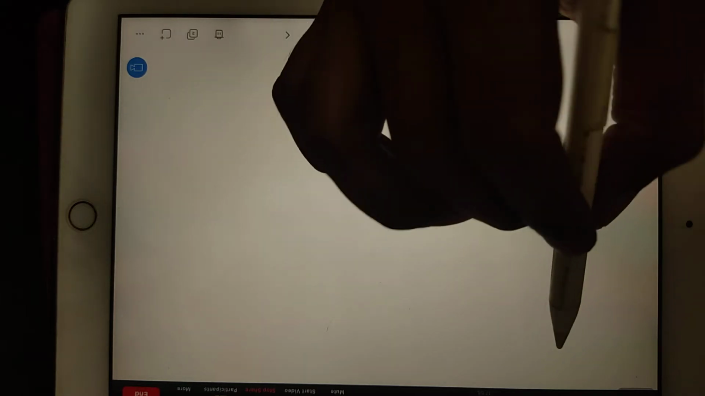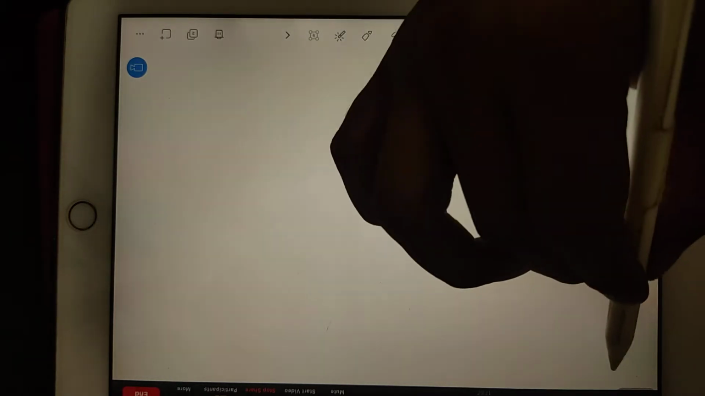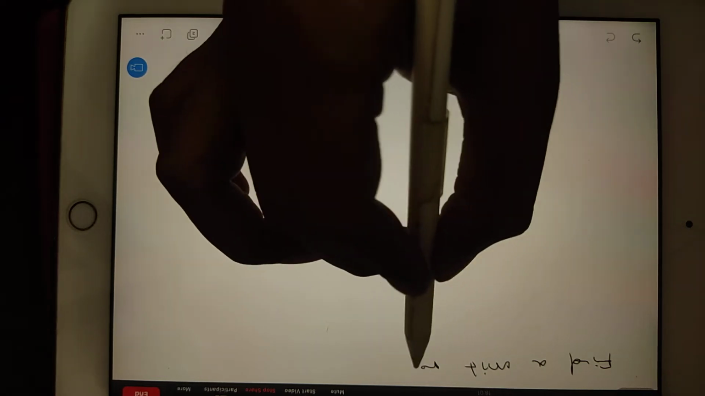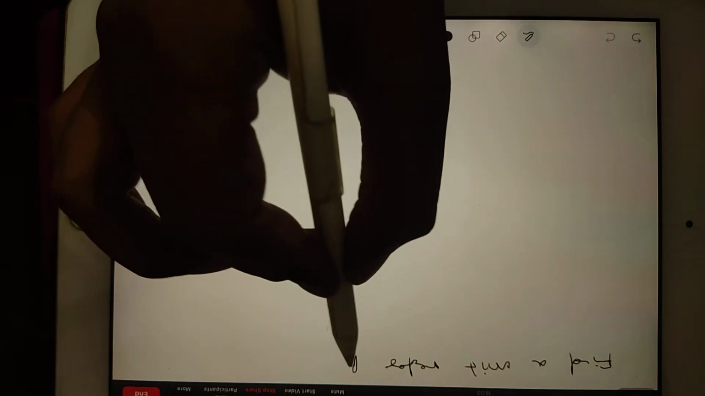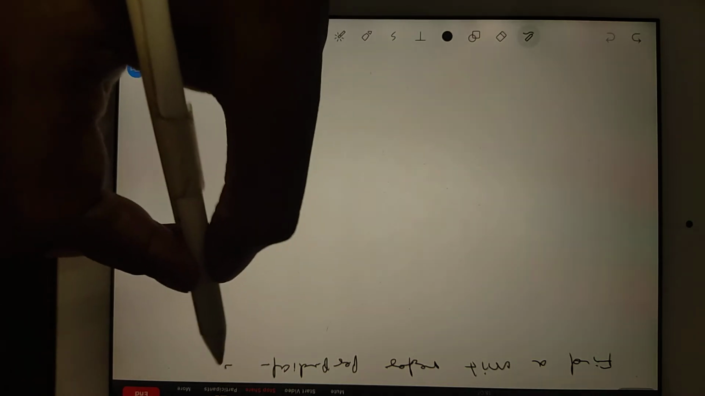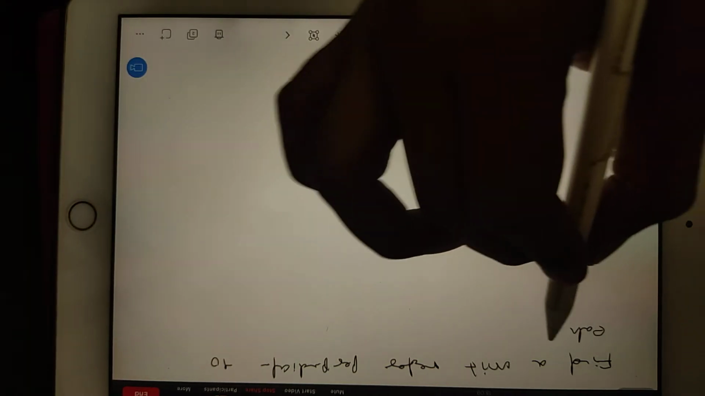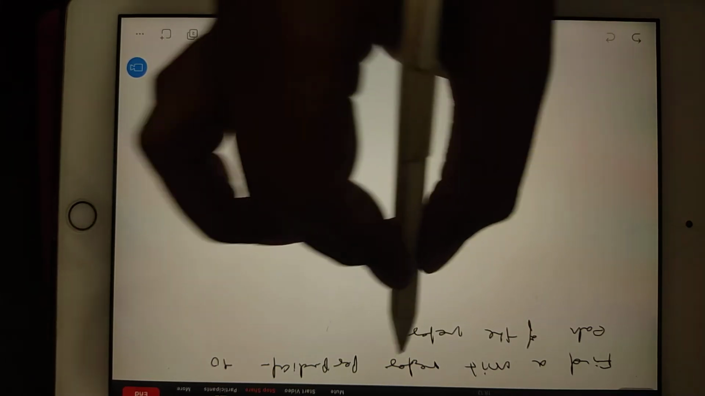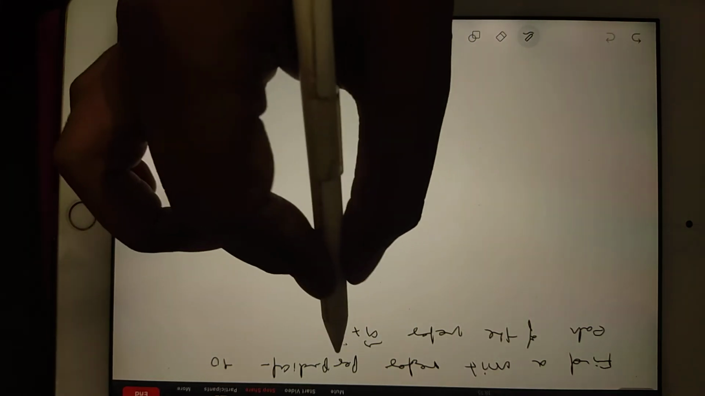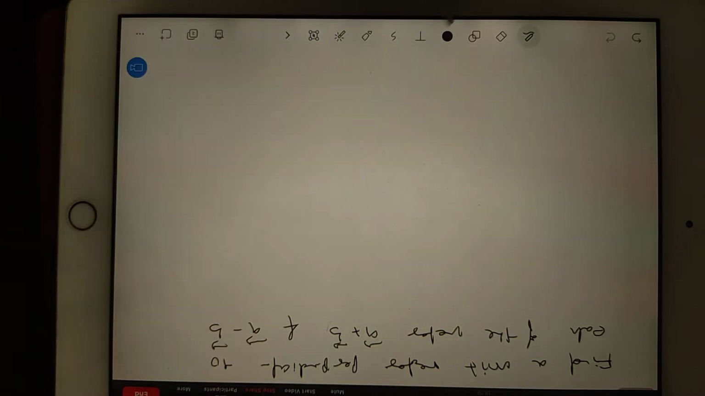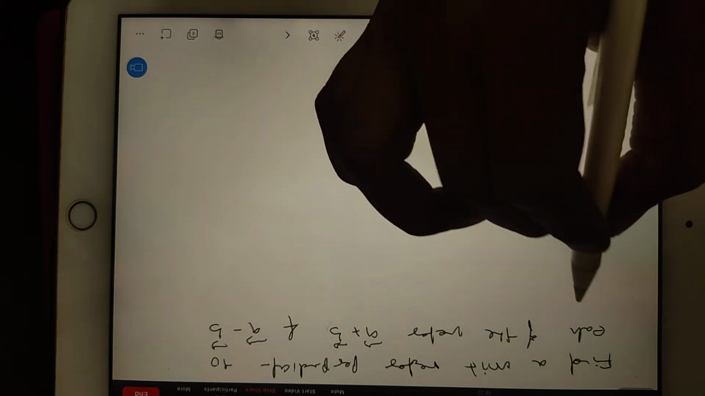I'll tell you the question here. Question is: find a unit vector perpendicular to each of the vectors a plus b and a minus b. Now a and b are given.